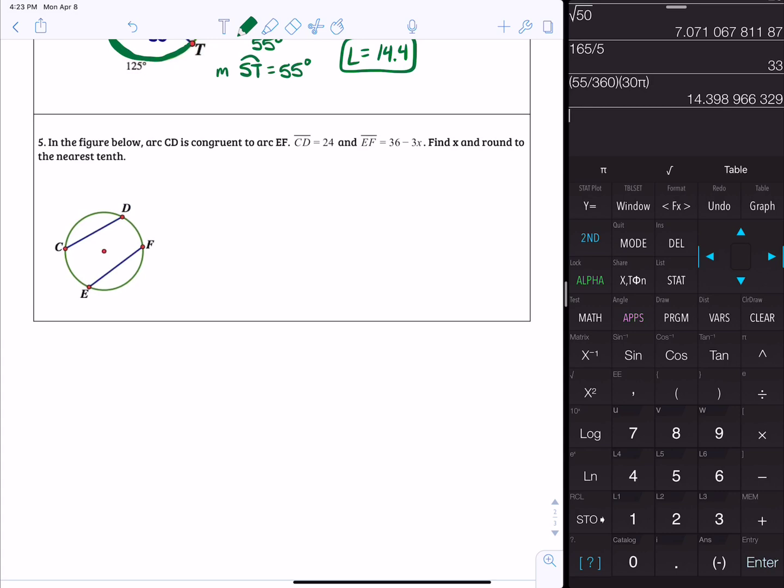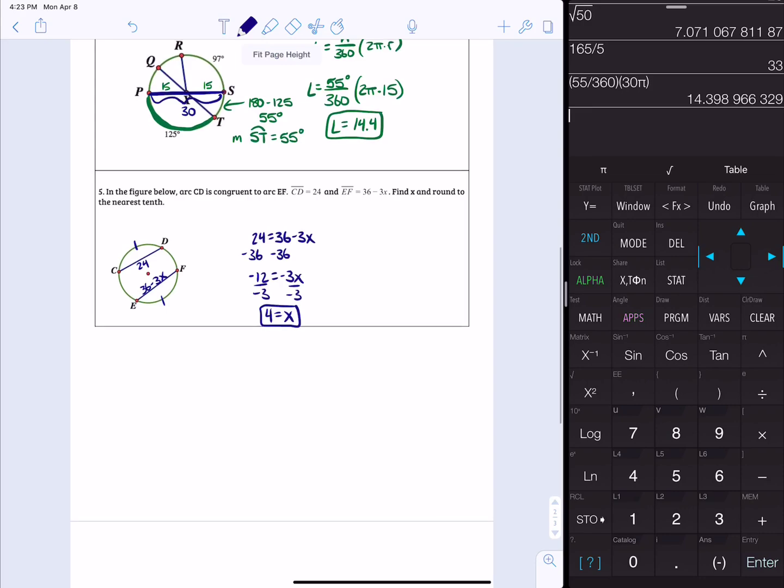In the figure below, arc CD is congruent to arc EF. And then CD is 24, and EF is 36 minus 3x. So we know if the arcs are congruent, the chords are also congruent. So we could say 24 is equal to 36 minus 3x. So let's subtract 36, and we get negative 12 equals negative 3x. And then divide by negative 3, so we get x equals 4.